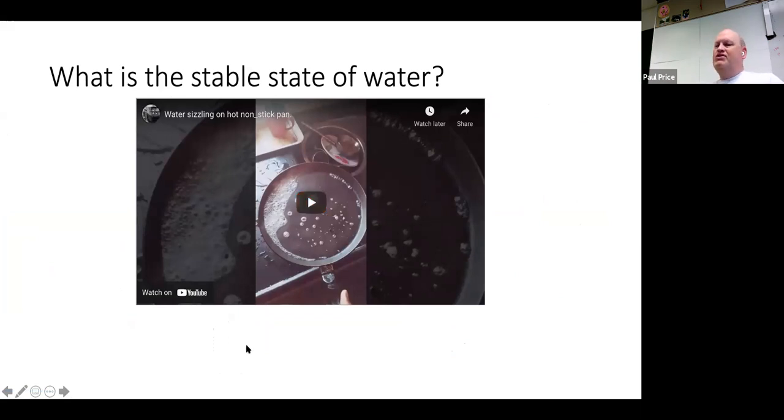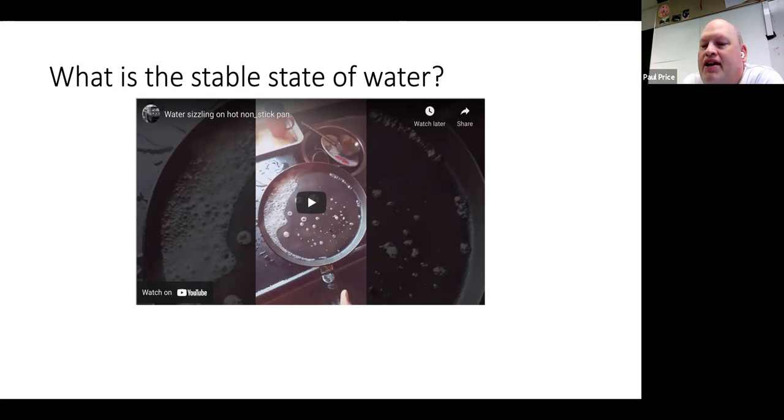Well, what's the stable state of water? Most of us would say, well, the stable state of water is a liquid, right? I'm looking right now, I have a drink right next to me. And clearly, the stable state of water, which makes up 99% of my drink, is a liquid.